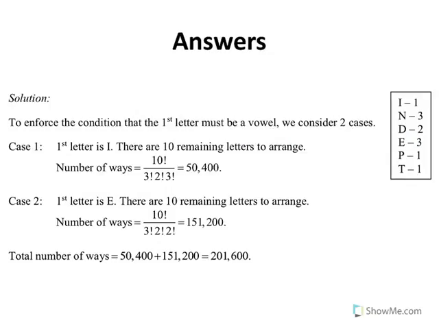Case 2, first letter, if not I, can be E, right? Can it be A or O or U? No, we don't have A, O or U. So again, same thing, you consider the first letter has to be E. Total 11 letters, I take away 1 E. How many E's am I left with? 2, right? Now we look at the repetition.